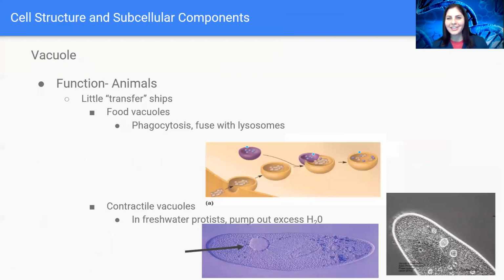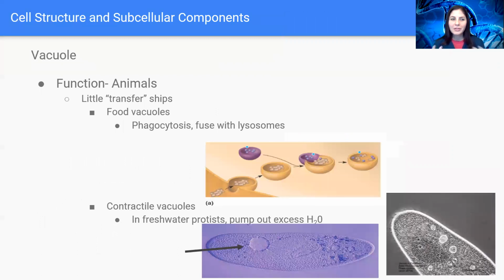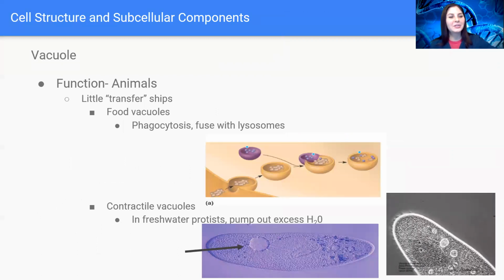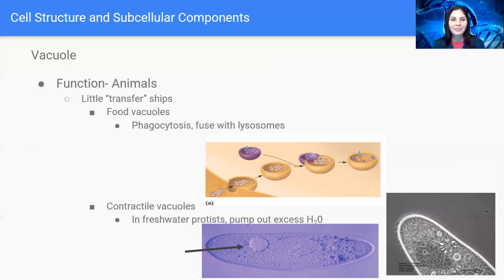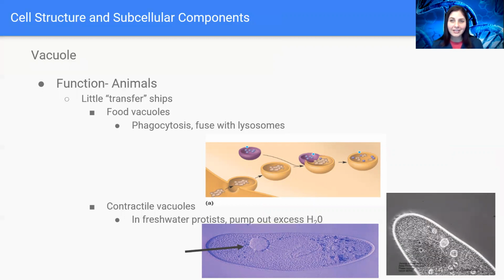So next up in the endomembrane system are vacuoles. Now these are found in both plants as well as animals, but they serve different functions in those two different cells. So in animal cells, like this little guy, they function like little transfer ships or food vacuoles. And they use the process of phagocytosis, phago meaning food, to fuse with lysosomes.